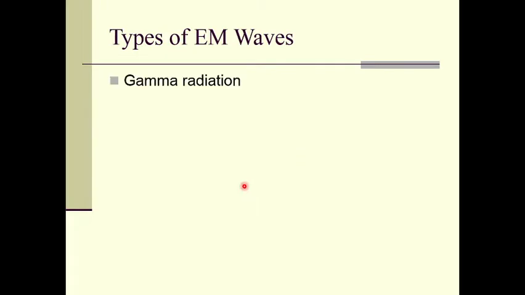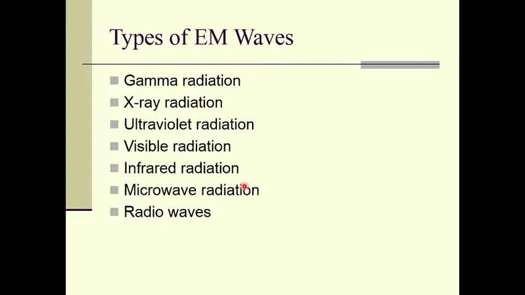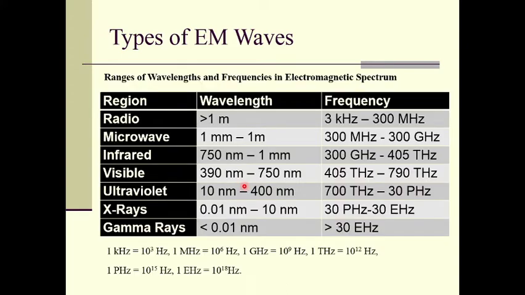So, we know the different types of electromagnetic waves: gamma rays, X-rays, ultraviolet radiation, infrared radiation, microwave radiation and radio waves. The frequency of the electromagnetic waves increases from radio waves to gamma radiation, whereas the wavelength of gamma radiation is the smallest one and radio waves have the highest wavelength. These are the ranges of wavelengths and frequencies in the electromagnetic spectrum. We are concerned with infrared, visible and ultraviolet in today's lecture.